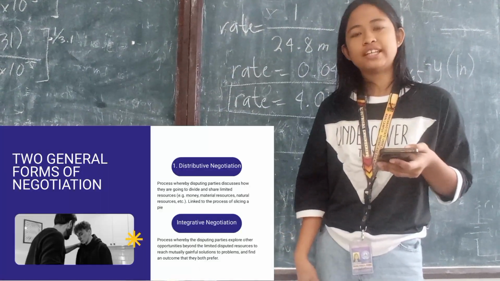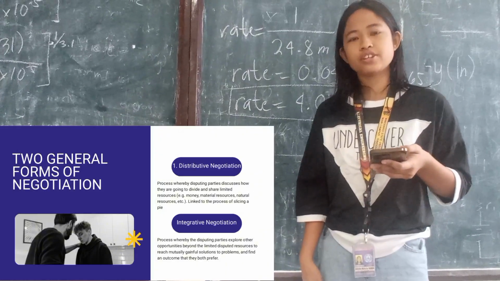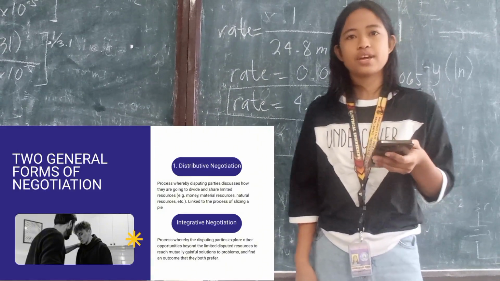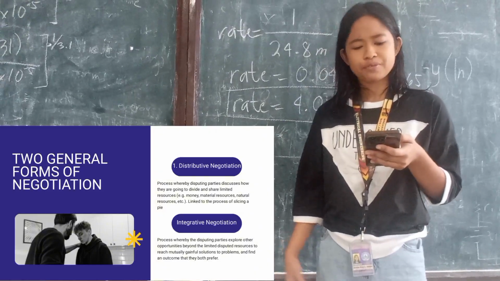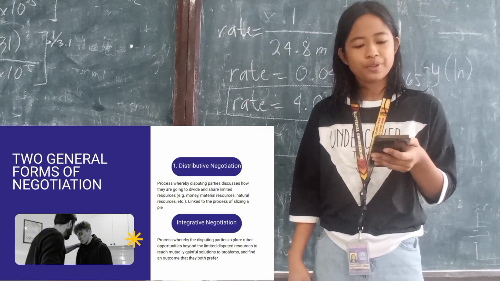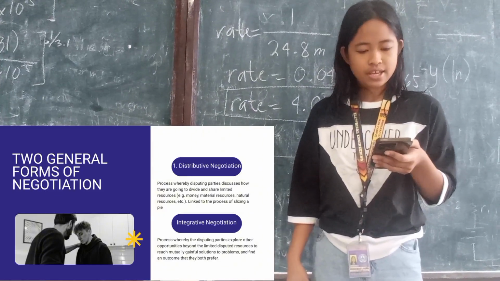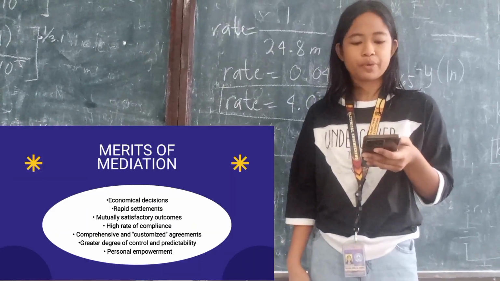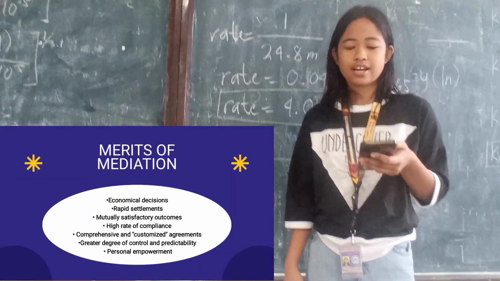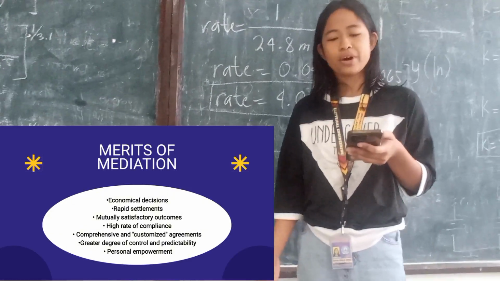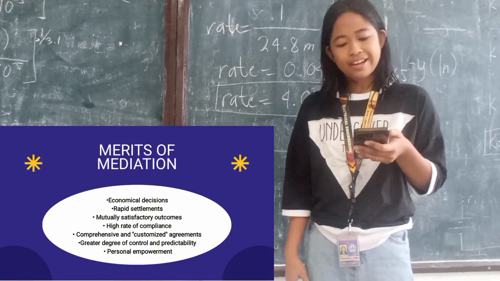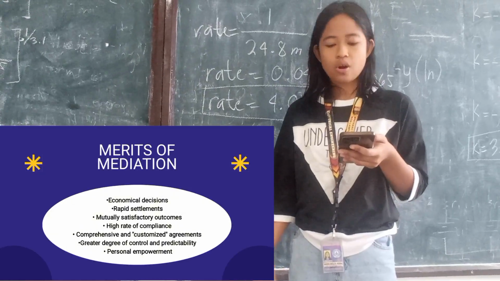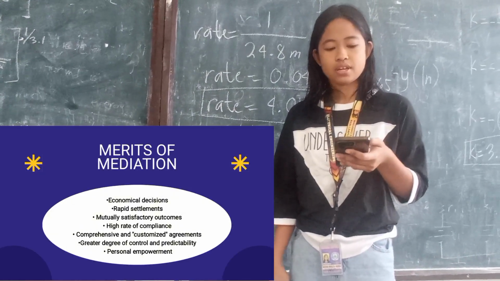So there are two general forms of negotiation. Number one is distributive negotiation. This type of negotiation happens when there are limited resources and the focus is on dividing them between the parties. It's like cutting a pie. The more one gets, the less the other has. Common examples include money or property disputes.